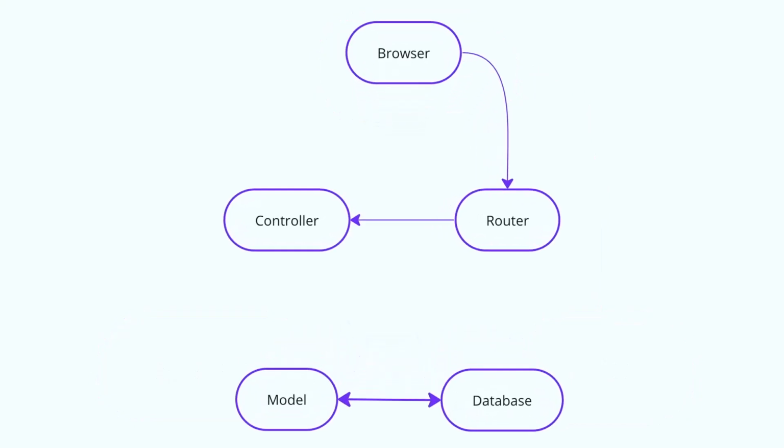Let's start from the models. Models play a crucial role in interacting with the database. Here's what models do in Rails, in the context of this model that we created in last week's project.